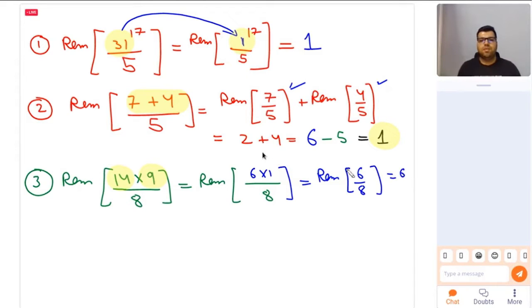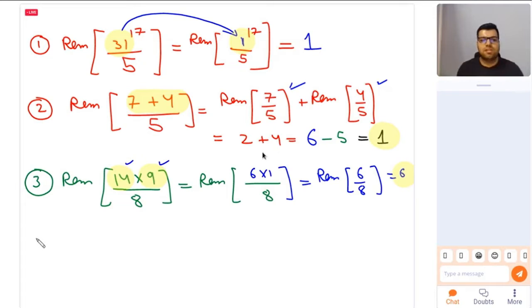So here also, if you would have done 9 into 14, then 126, remainder of 126 with 8. So you will say 15 into 8. 8 15 times is 120. So with 126, remainder would have been 6. So same thing is over here. While they are in multiplication, then also we can just replace the particular numbers by the remainder with the divisor. Fourth property was related to negative remainders.